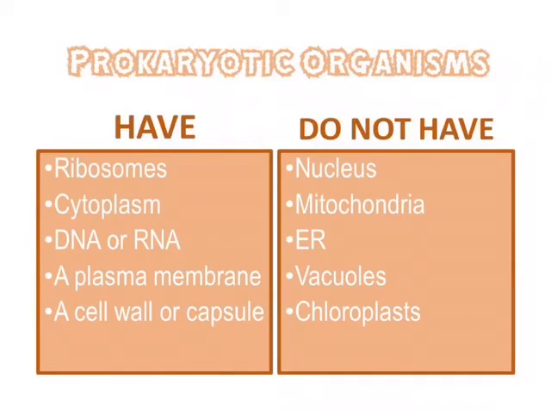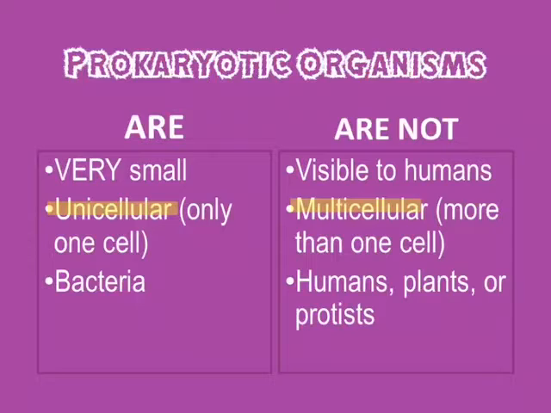So living things that are prokaryotic have ribosomes because every living thing has to be able to make proteins. They have cytoplasm, they have DNA or RNA, that's a requirement of living things. They have a plasma membrane, and they have a cell wall or a capsule to protect them. They do not have a nucleus, so their DNA is just floating around in the cell. They don't have a mitochondria, and they don't have any of the other organelles that we talked about last week, including vacuoles.